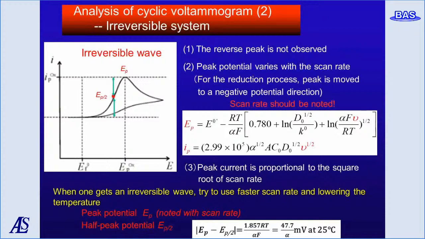The irreversible wave arises from following chemical reactions or a slow heterogeneous electron transfer rate at the electrode. So one can get an irreversible wave. Please use a faster scan rate or lower the temperature in order to slow down the following reaction rate.